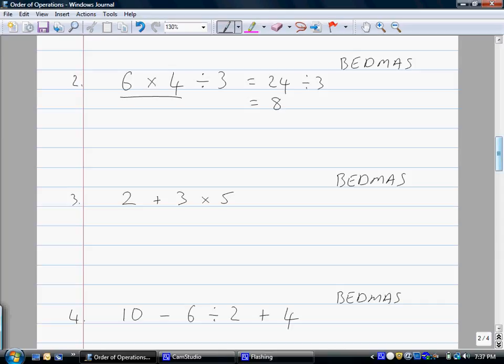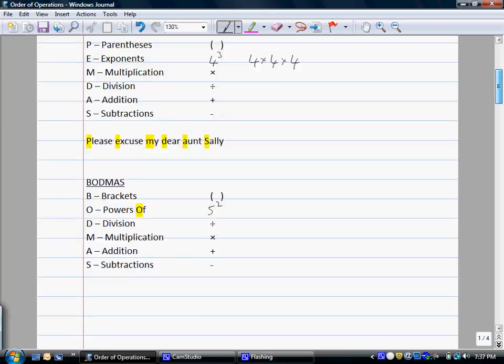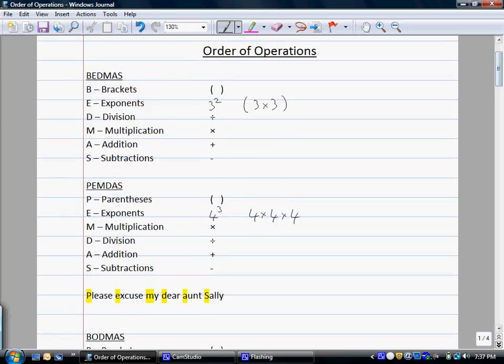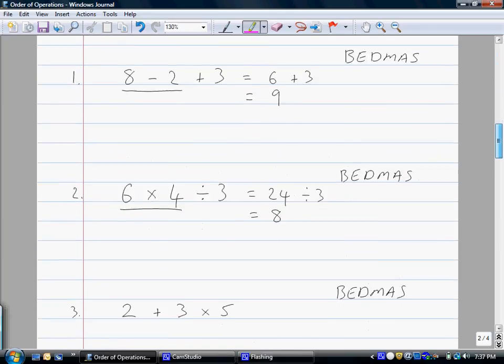Now if I just take another look at the other words to help us remember this, you'll notice that BEDMAS has D before M, and PEMDAS has M before D. So you can see that the M and the D are opposite ways round here. That again just illustrates that this does not mean that division is done before multiplication or multiplication is done before division. They're a group, you do it from left to right. Same with addition and subtraction.